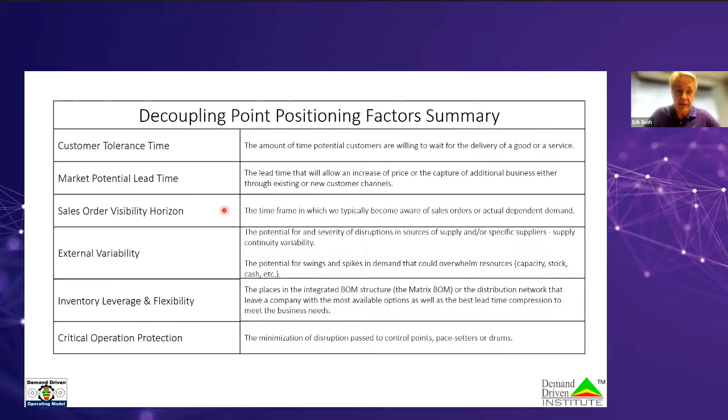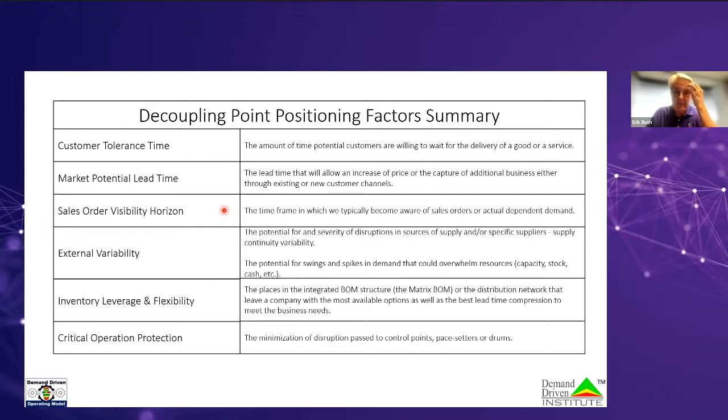Okay, factors to be thinking about. What is the customer tolerance time? How much do we need to compress that cumulative lead time to give us the most responsive environment we can be in? There may also be opportunities to expand our market. In other words, if we can shorten our response to the market, say from 10 or 15 days down to 5, how much additional revenue will that drive for us? Because buyers are very much in that point of wanting greater and greater flexibility. And so market potential lead time really is indicative of how much additional revenue we could drive if we were able to further decouple. What is our sales order visibility?